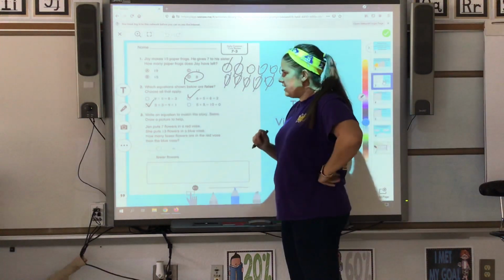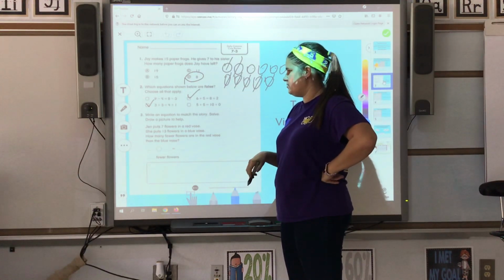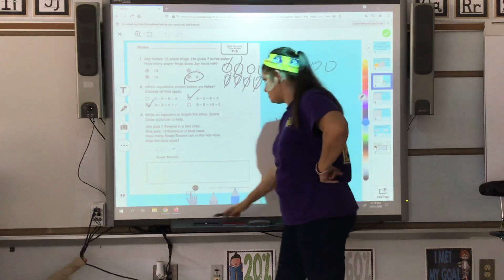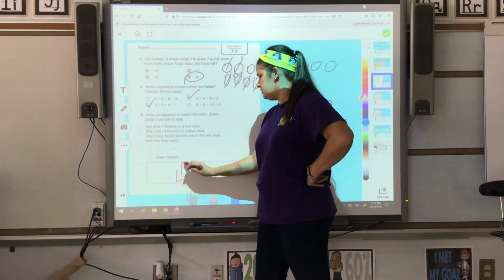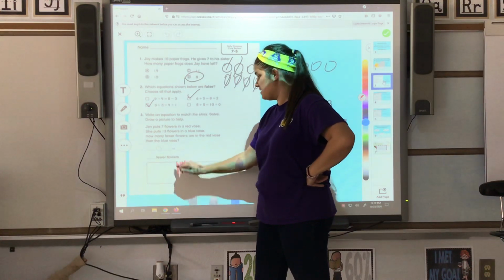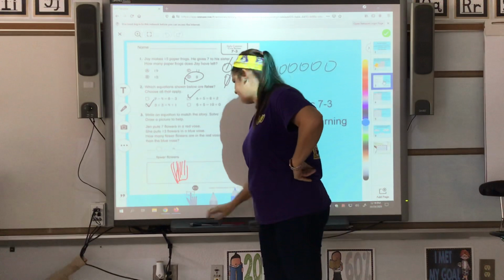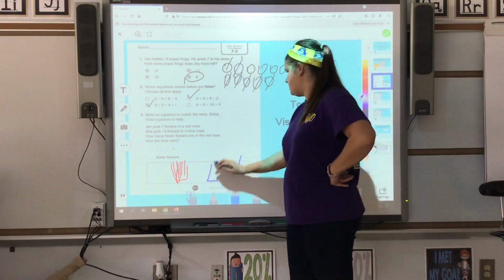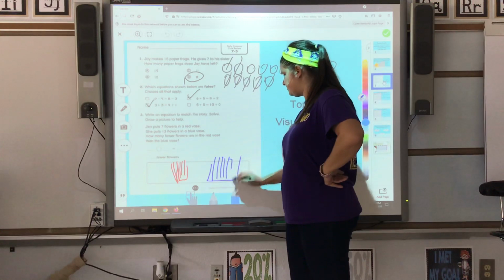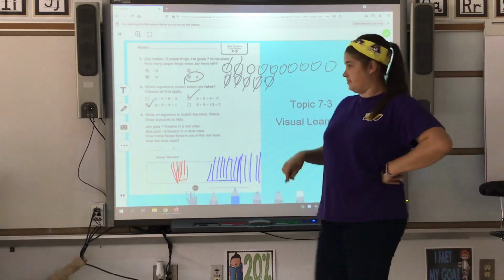So, number 3, write an equation to match the story and solve. Draw a picture to help. So, Jen puts 7 flowers in a red vase. There's 7. She puts 13 flowers in a blue vase. Oh my gosh. That's a big old vase.